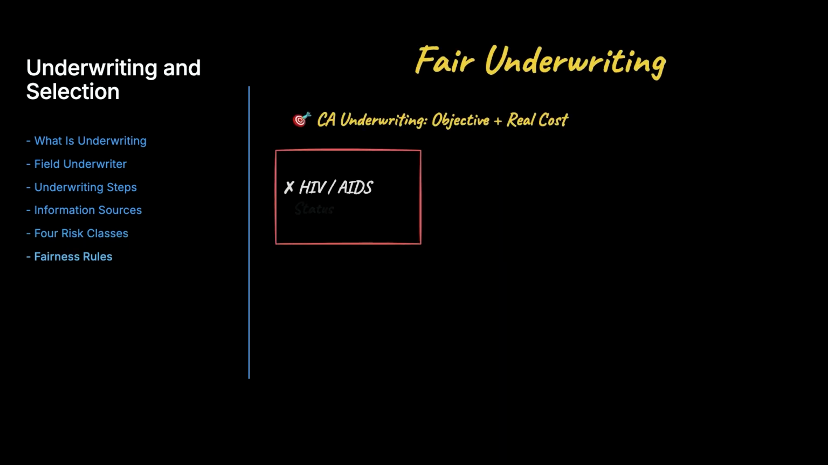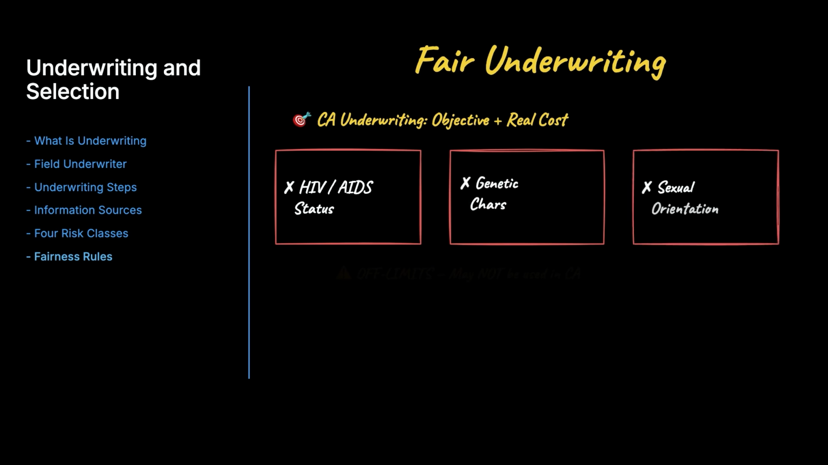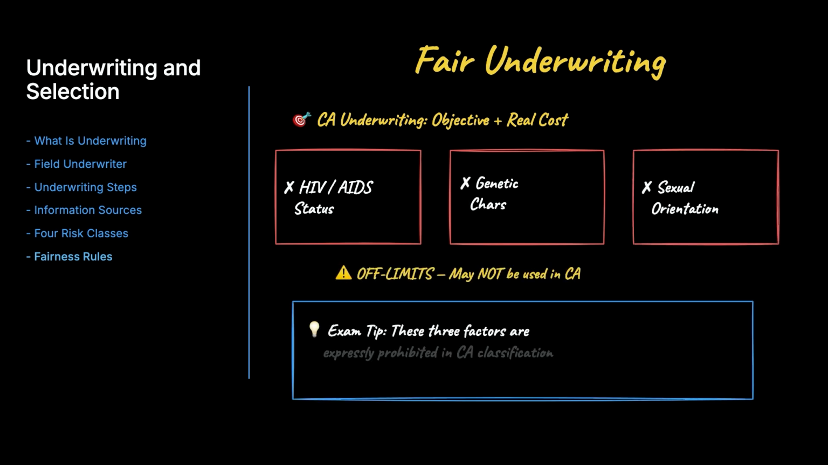California adds important fairness rules here. Underwriting factors must be objective and tied to the real cost of loss. Insurers may not unfairly discriminate based on a person's HIV or AIDS status, and they may not use genetic characteristics or sexual orientation against an applicant. The exam may test that these factors are off limits in classification.